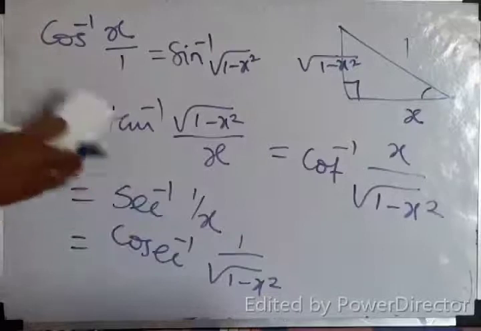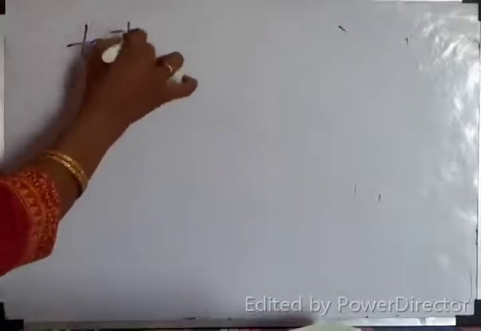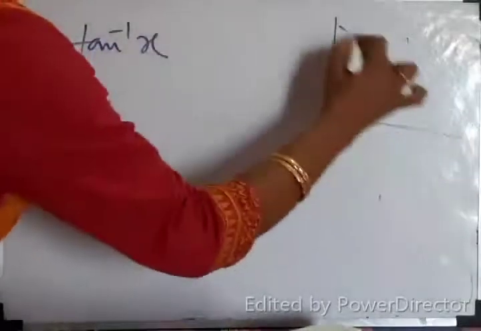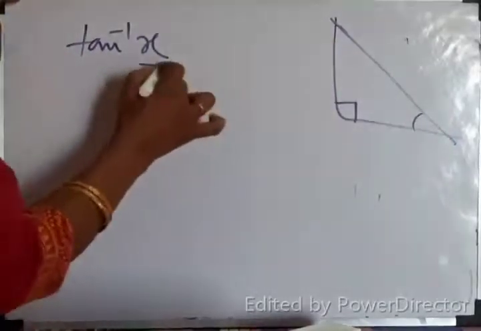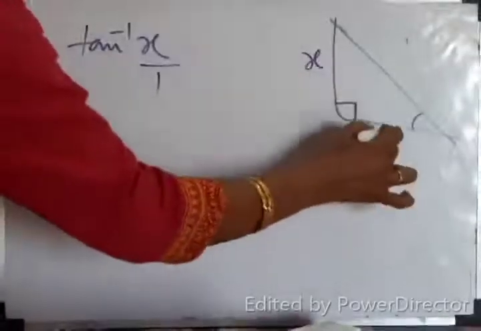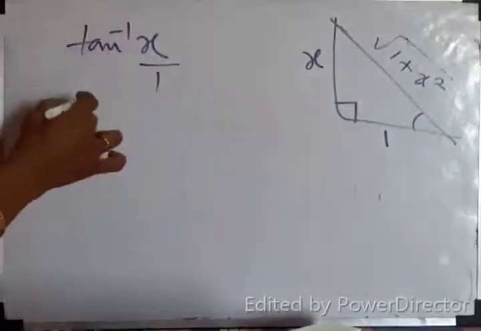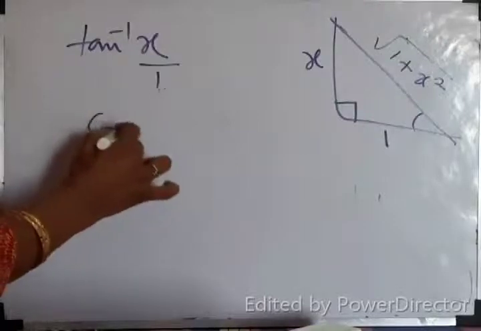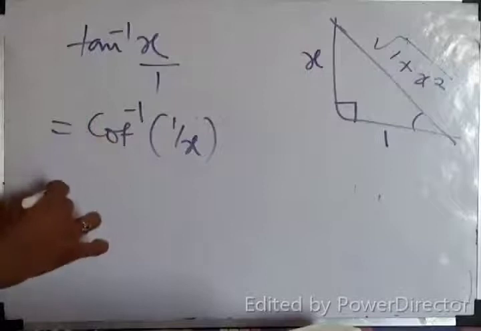Suppose the question is tan inverse x is given. Immediately draw the diagram. This is 90 degree, this is hypotenuse side. What is tan? Opposite by adjacent. This is opposite, this is adjacent. How will you find hypotenuse? Root of 1 plus x squared. Can you write now? Tan inverse x. So immediately I can write cot inverse 1 by x. Correct. All are one and the same.